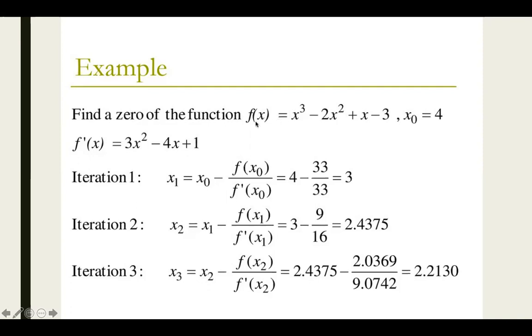So after calculating for x equal to 3, we get 3 cube, that is 27, minus 2 into 3 square, that will be 18, right? 2 into 9. So 27 minus 18 is equal to 9, plus 3 minus 3 gets cancelled. So that will be equal to 9. And f dash of x1 will be 16. So 3 minus 9 upon 16 is equal to 2.4375. In this way, we will calculate x3, x4, x5. Until what we have to calculate?